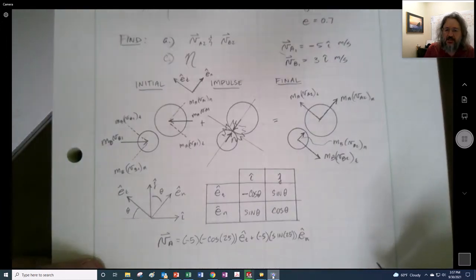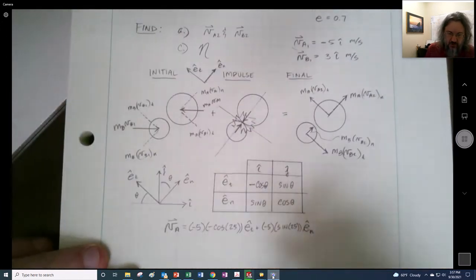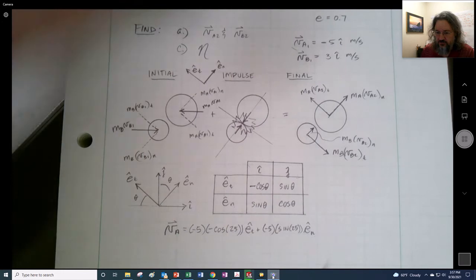By the way, I think this is the more difficult of the three problems, the most difficult of the three problems.